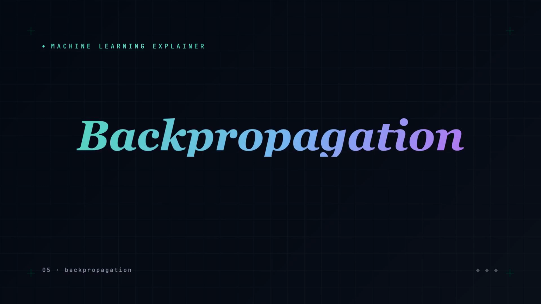Last episode, gradient descent gave us the recipe. To learn, take a step against the gradient. But we waved our hands at the hardest part. To take that step, you need the gradient, the slope of the loss with respect to every single weight, and a real network has millions of them. Today we answer how you compute all of those slopes efficiently. This is backpropagation, the most elegant idea in the whole field.